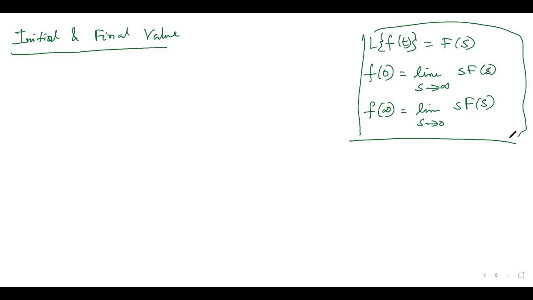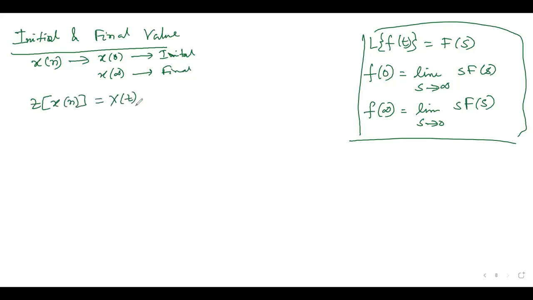Okay, so here, what will be the initial value and final value of a sequence x(n)? We know initial value will be x(0), and x(infinity) will be the final value. So if the z transform of x(n) is X(z), and we know X(z), then how do we find the initial value and final value of a sequence?